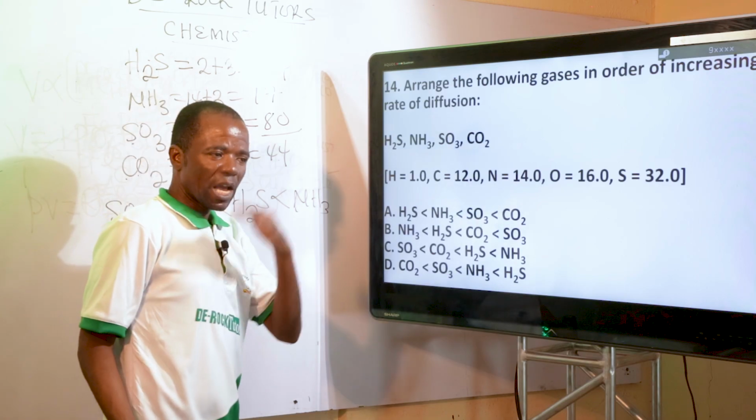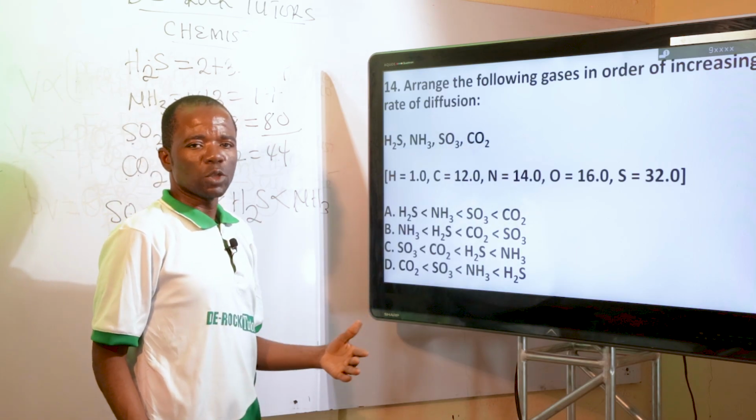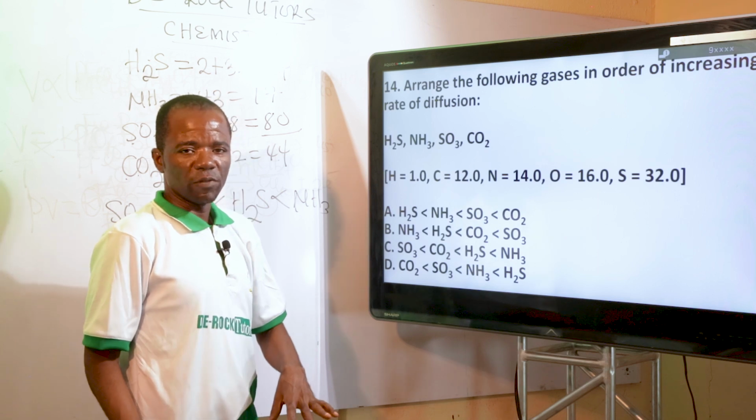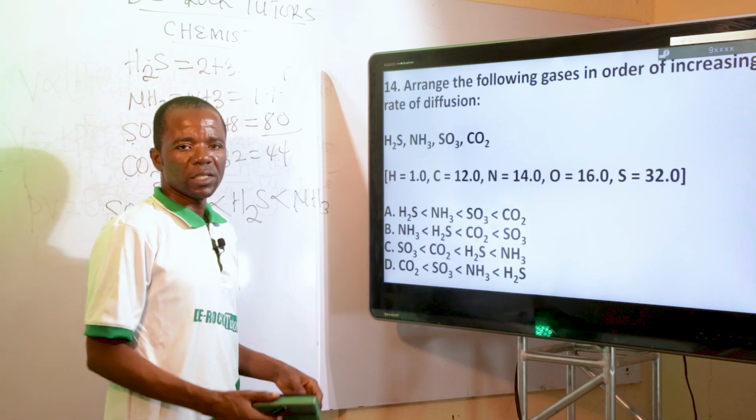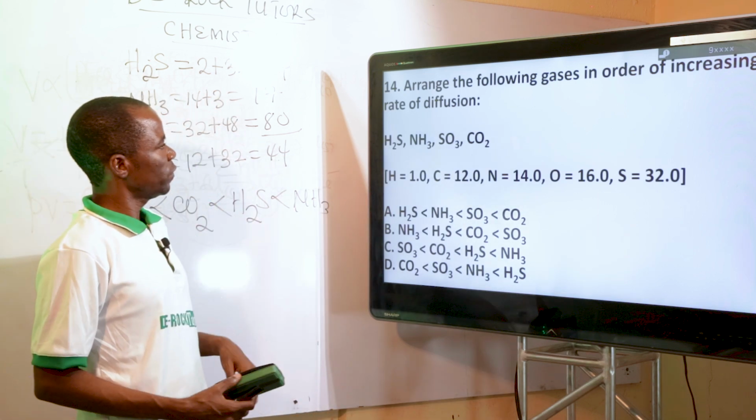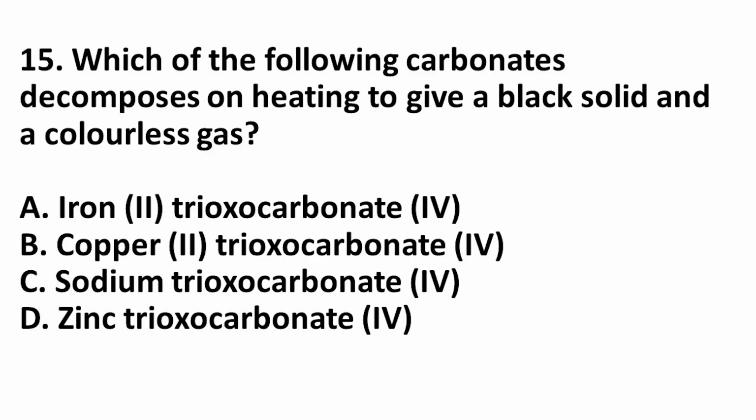Don't forget, the higher the relative molecular mass of a gas, the slower the rate of diffusion, and vice versa. So that's for that. Let's go to number 15. Which of the following carbonates decomposes on heating to give a black solid and a colorless gas?